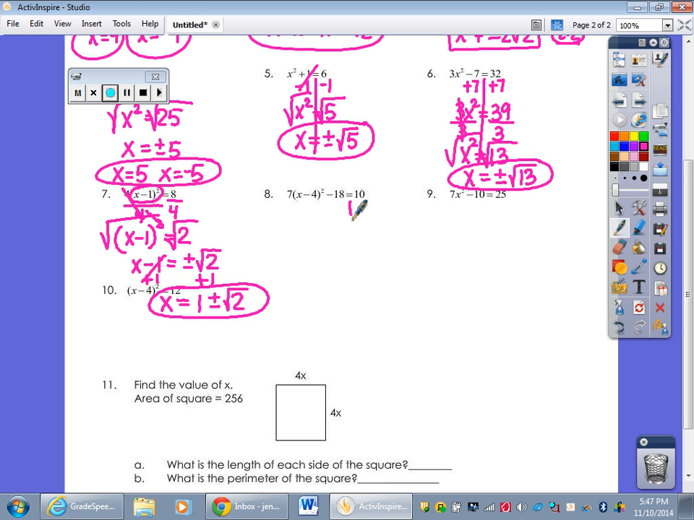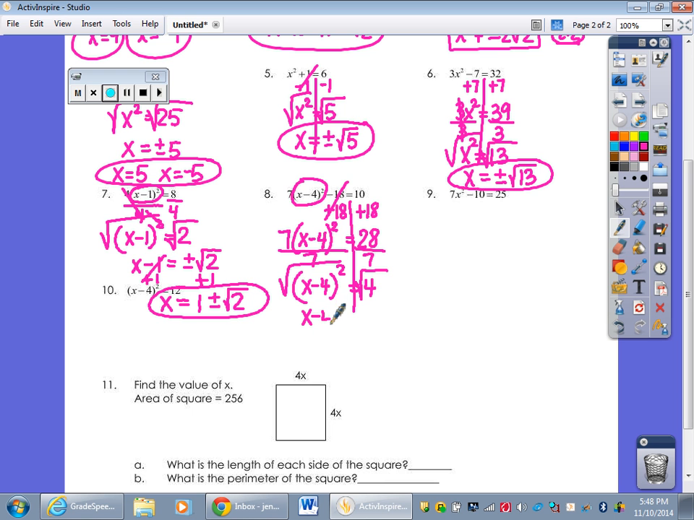Okay, number 8 has a combination of everything with it. Again, you are trying to get that by itself so that you can undo that later. So the first thing we would want to do is add 18 to both sides. Get rid of the 18 first. So we have 7 times x minus 4 quantity squared equals 28. Then we can divide by 7 to get those alone. So we have x minus 4 quantity squared equals 4. Now we can take the square root, and we have x minus 4 equals plus or minus 2.